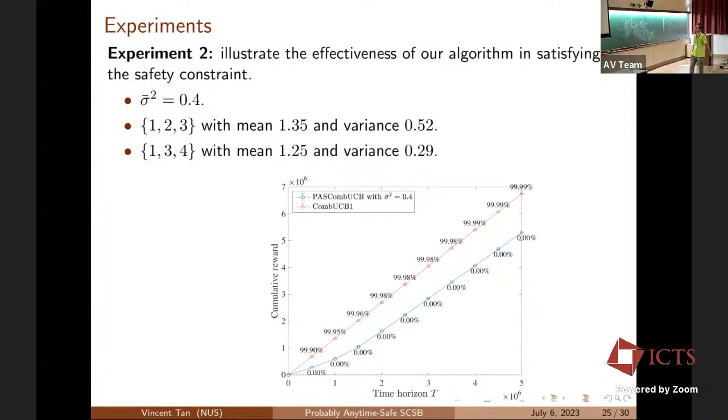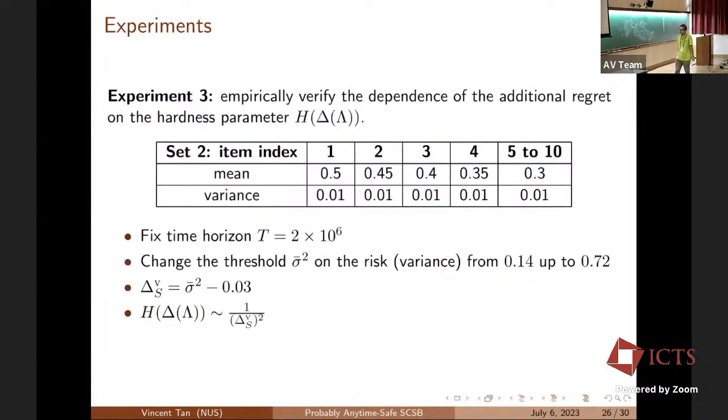I'm not going to go through this experiment, which just says that we can do the job with high probability. But one thing that I did not talk about, which is also quite interesting, is how the hardness parameter depends on the gaps. In some regimes, the hardness parameter depends on the gaps as the inverse of the square of the variance gaps. I think I also alluded to this in my previous talk.